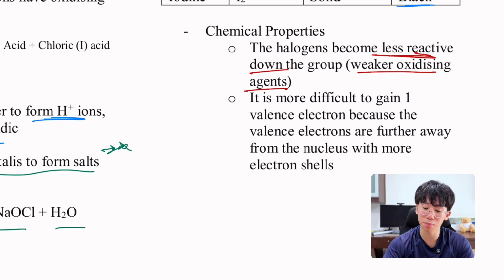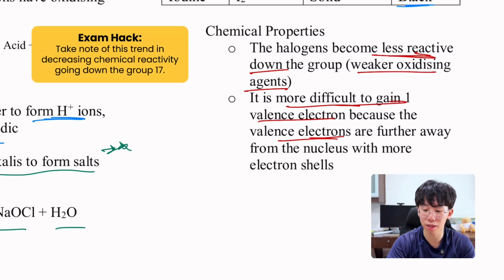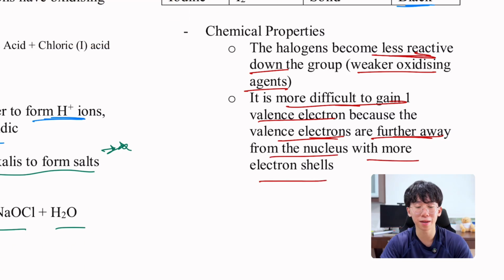So as you go down the group, you actually become a weaker oxidizing agent. And the reason is because it is more difficult to gain one valence electron, because the number of electron shells are increasing. So the valence electrons are actually further away from the nucleus. Okay, so this is responsible for the decreasing reactivity down group 17.